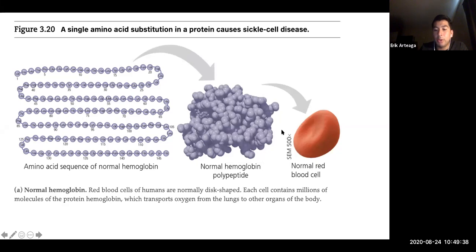This gives rise to the normal red cell, the normal shape, okay? If you change the structure, or you distort the shape, you can have a varied hemoglobin effect, or you can have an issue with the hemoglobin, right? This sequence is important, again, because it provides a function for the body, it provides a function for that red cell, right? It retains, or holds, that oxygen, right? So normal hemoglobin red blood cells of humans are normally disc-shaped. Each cell contains millions of molecules of the protein hemoglobin, which transport oxygen from the lungs to the other organs of the body, right?